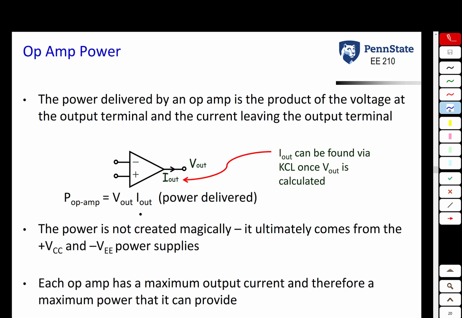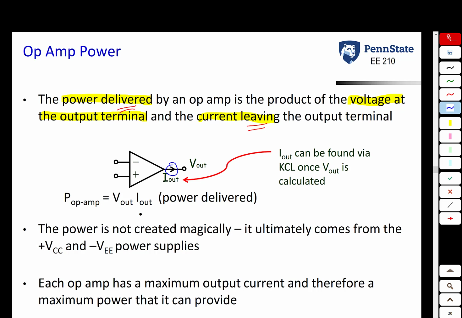Op-amp power is similar to power associated with any other device. It is the voltage across the element times the current through the element. Specifically for an op-amp, the power delivered by the op-amp is the product of the voltage at the output terminal and the current leaving the output terminal. Key terms here: we're talking about the power delivered, and we measure the current leaving. So what do we mean by the current leaving the op-amp? When you connect an op-amp to a circuit, the current coming out of the op-amp terminal is the current leaving, and we're going to call that I out.